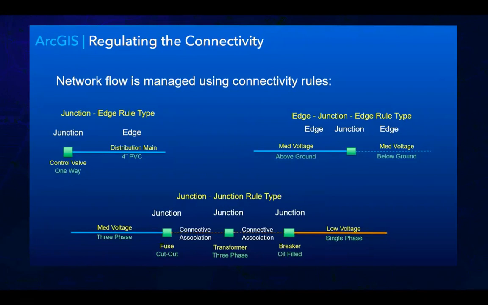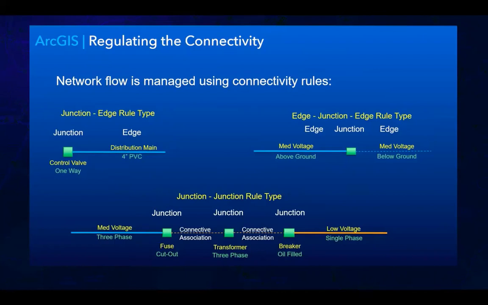The second connectivity rule type is junction-junction. So this enables us to offset point features and still have connected flow between those offset features. So I can have assets in a substation and not incur the cost of building the line connectors. I can use a connected association, junction-junction.